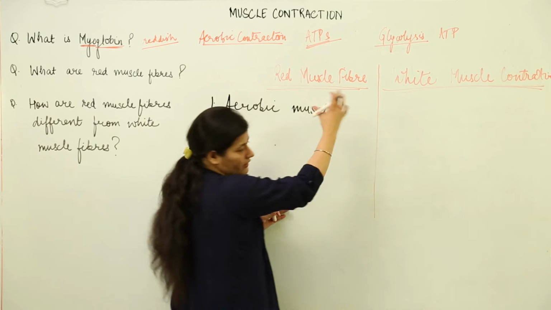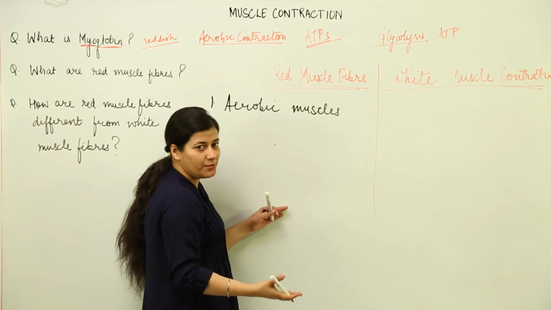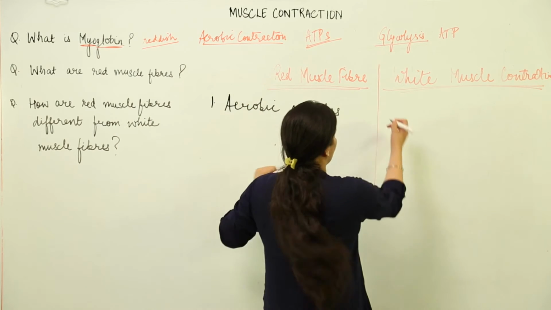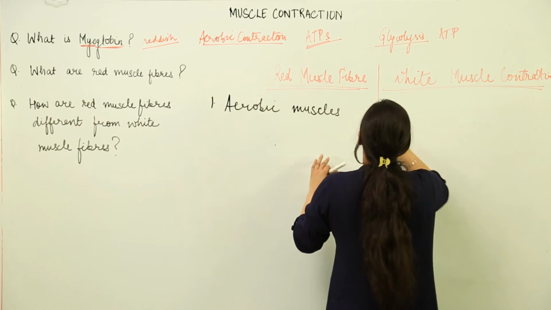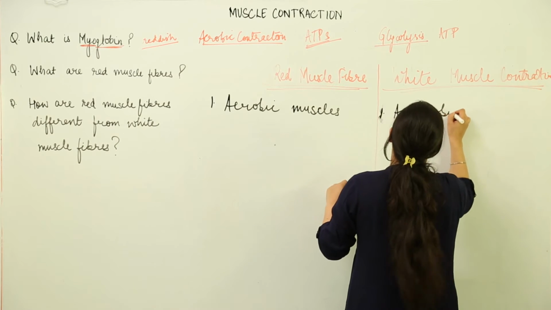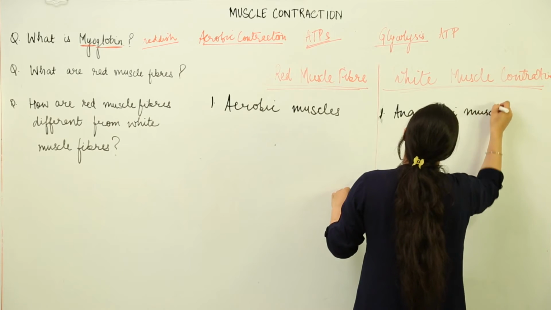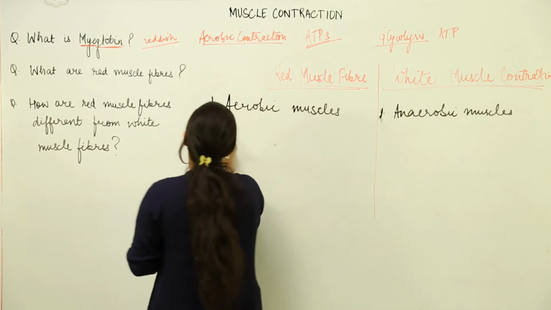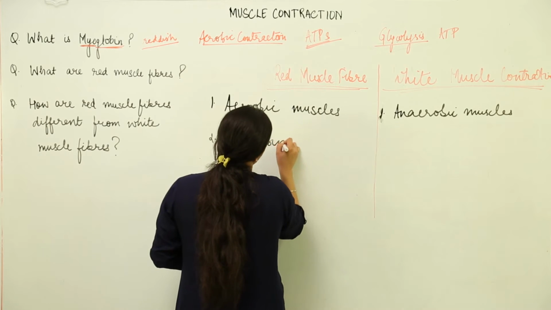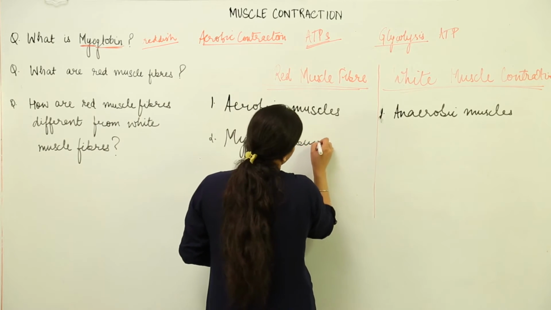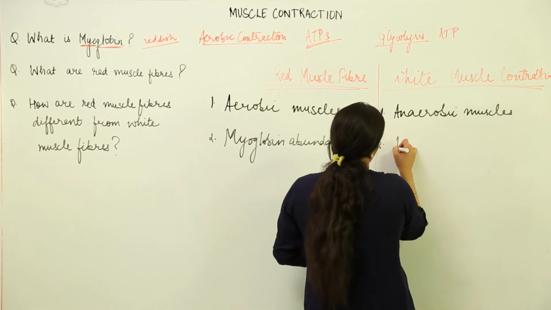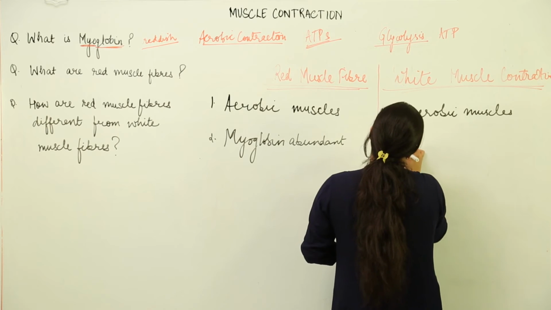And I need not say that the classification, or the distinction, has been made on the basis of myoglobin. More myoglobin, quite lesser myoglobin. That is the first and foremost difference. And these are anaerobic muscles. Second is myoglobin: abundant here. Over here, least myoglobin is present.